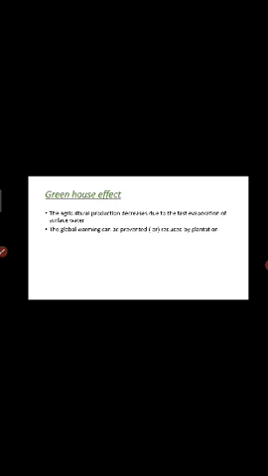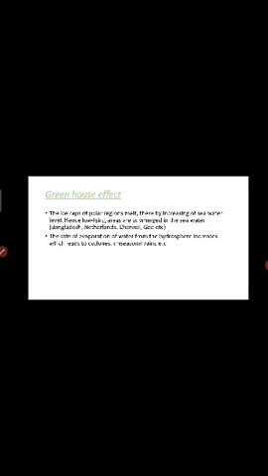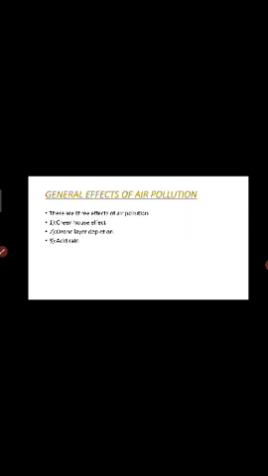Global warming can be prevented or reduced by plantation. So once again, the general effects of air pollution, among them the greenhouse effect, ozone layer depletion, and acid rain, are very important.